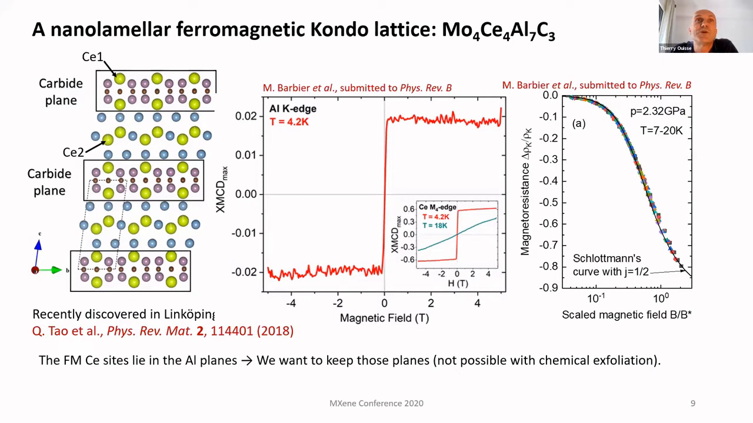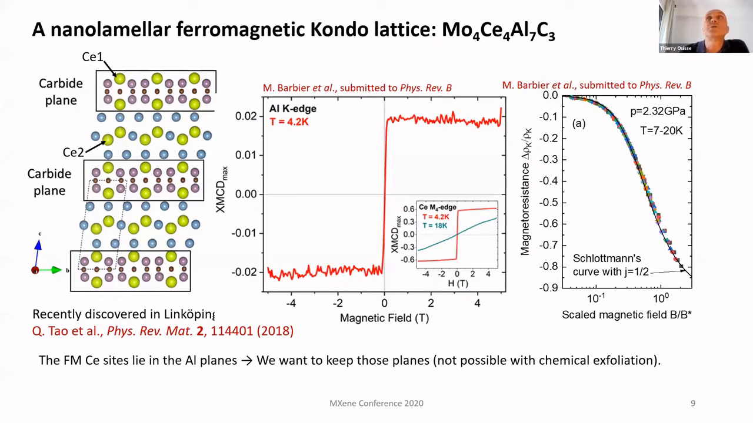Such a system is quite interesting because ferromagnetic interaction competes with the Kondo effect. That the system is a ferromagnetic Kondo lattice is proved by the figure on the right, where the universal scaling of the Kondo magnetoresistance can be nicely fitted by the appropriate model. So if we chemically etch this phase, very unfortunately, we will lose the cerium atoms responsible for the magnetism. However, we can use mechanical exfoliation in order to keep some A layers.